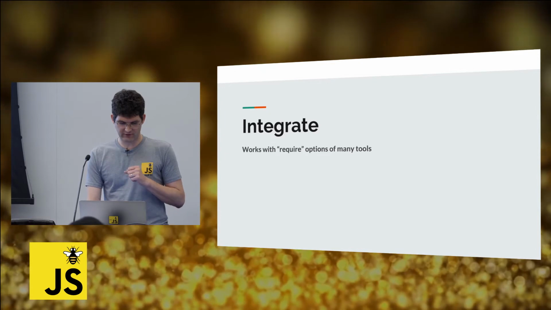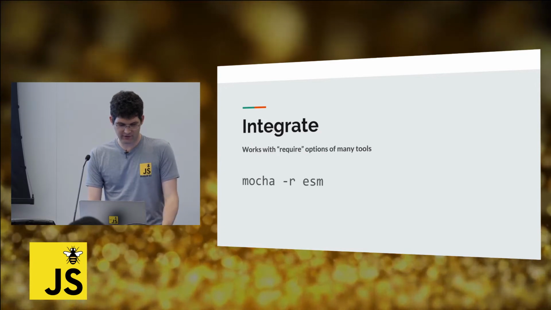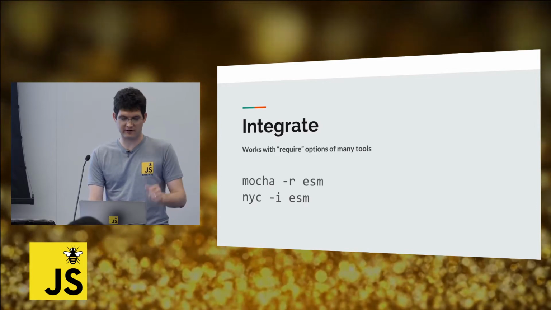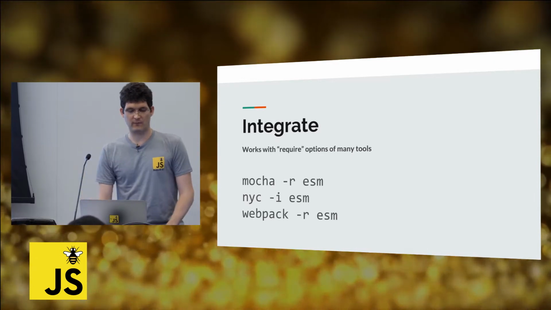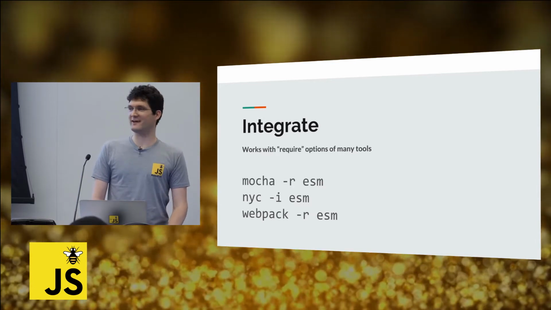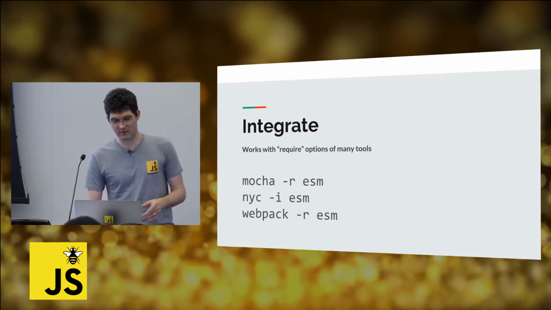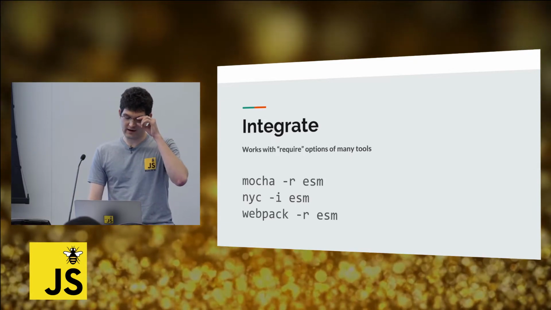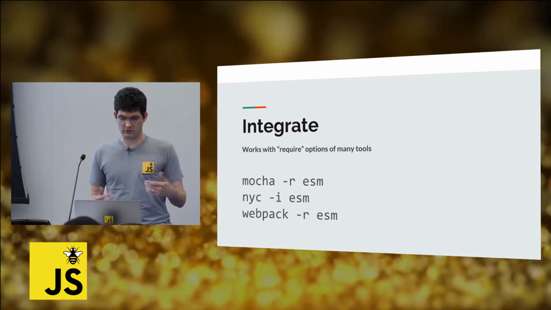One of the other cool things is the require option to tools. I kind of hinted at it with Node require. But this also works for Mocha, NYC, so your code coverage, your unit testing libraries. In this case, even Webpack supports it. So Webpack, how many people have used Webpack here? Great. Cool. Well, Webpack has config files. And those config files are usually written in CommonJS. But now with the webpack -r esm, you can write those config files in ECMAScript module syntax. So you can have import-export. That way, all of your code can be written in ESM without having to go to CommonJS.